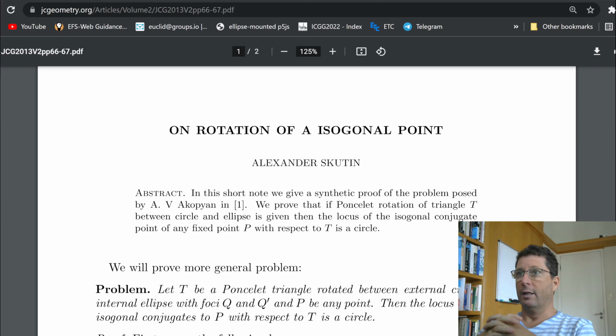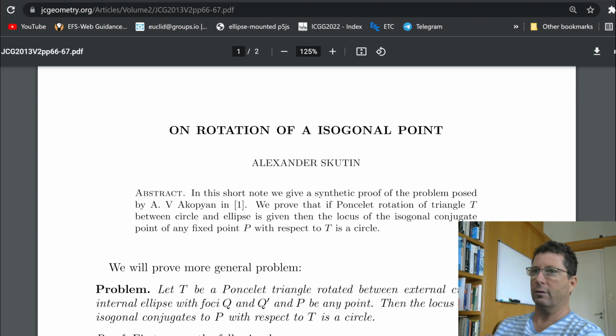So in this video I want to talk about a very interesting result by Alexander Skutin, which appears in the 2013 issue of the Journal of Classical Geometry, Volume 2, 2013, and it's titled On Rotation of an Isogonal Point. Okay, so he's saying, in the short note, we give a synthetic proof to the problem posed by Arseny Akopian. We prove that if Poncelet rotation of triangle T between circle and ellipse is given, then the locus of the isogonal conjugate of a fixed point P with respect to T is a circle.